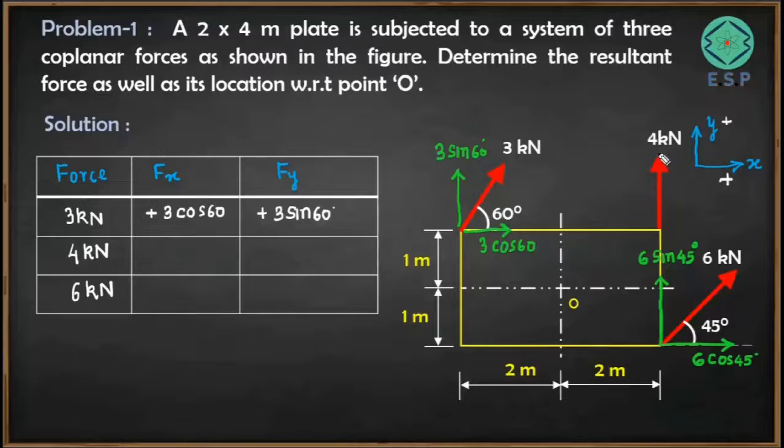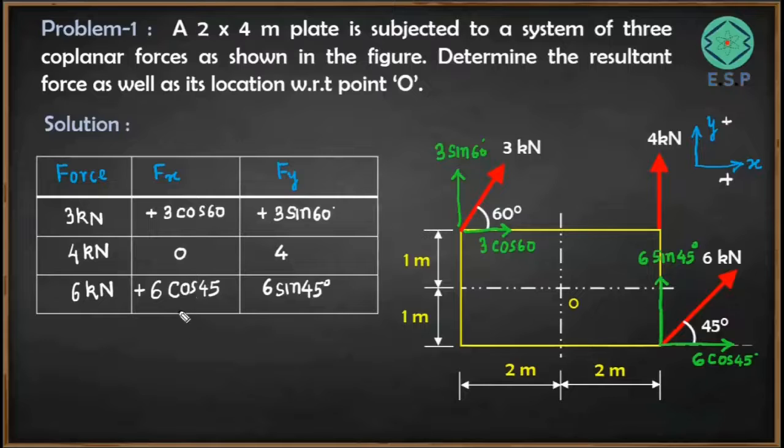Now let's talk about the 4 kilonewton force. It has no x component, so the x component is going to be 0. It has only a y component, which is simply 4 kilonewton. Now we'll talk about the 6 kilonewton force. Along x, again positive direction, so 6 cos 45, and this is again positive, that is 6 sin 45. So we have resolved each force along x and y direction.